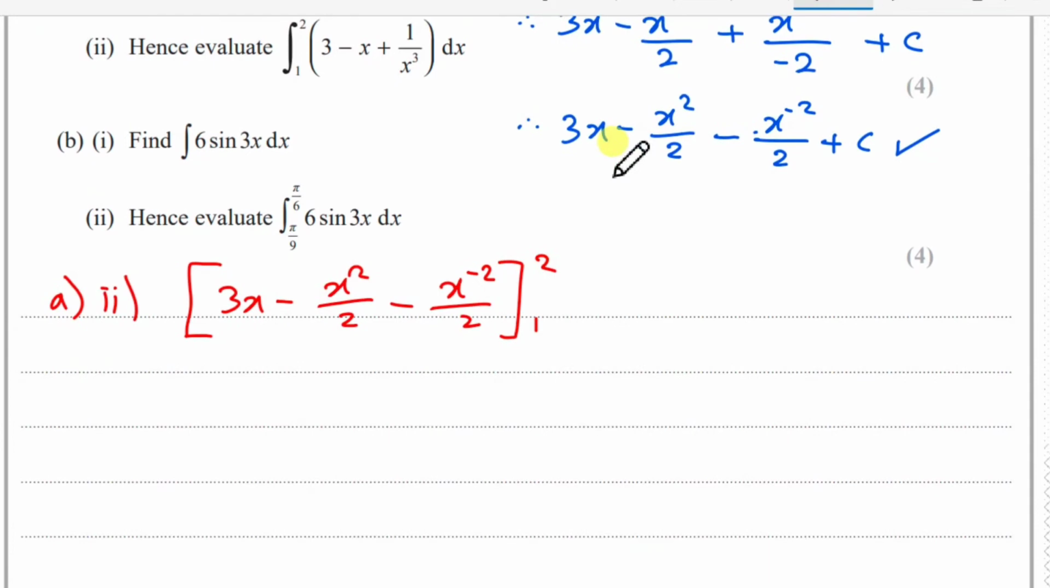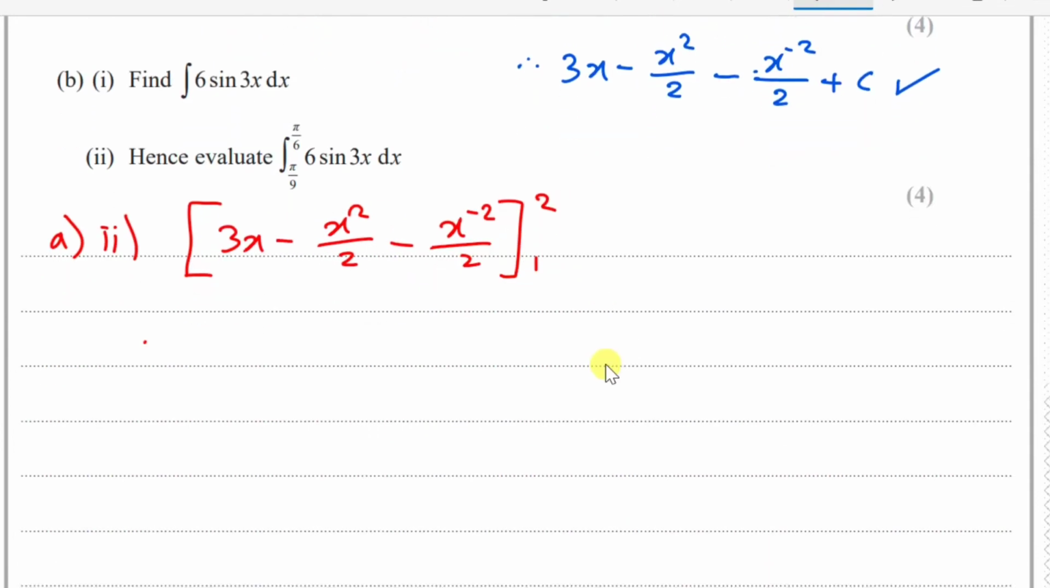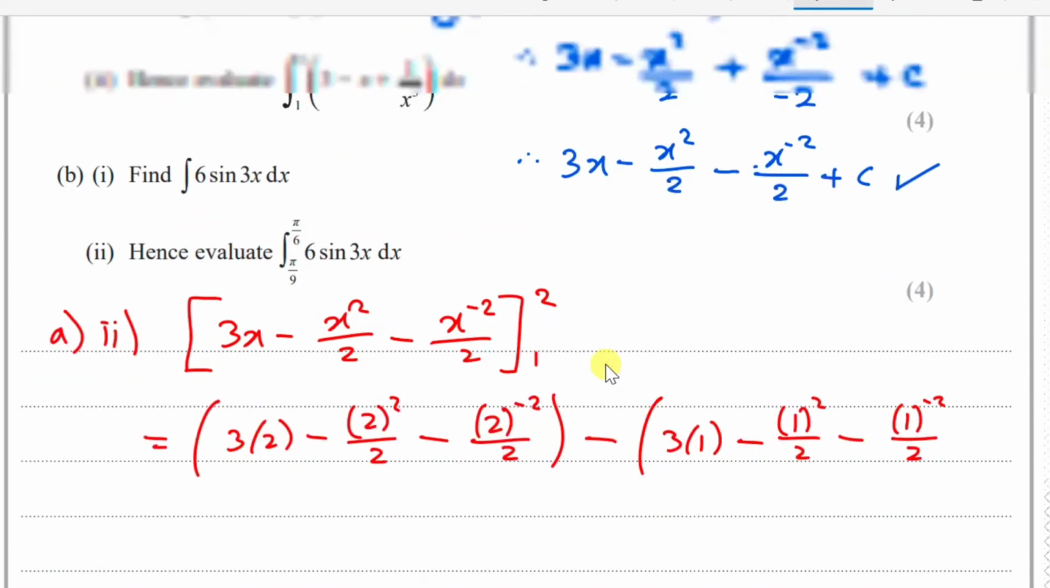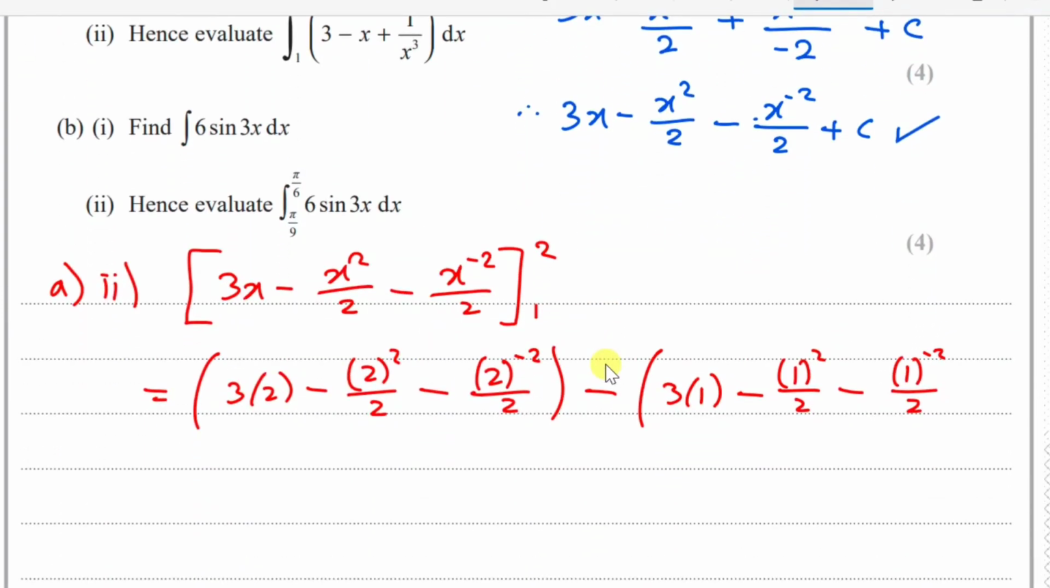Now all you want to do, guys, is firstly plug in 2 over here. Replace x's with 2 and then replace x's with 1. Then make sure you show it. So the first case, you've got 3 times 2, so it'll be 3 bracket 2 minus 2 squared over 2 minus 2 to the power of negative 2 over 2. And then you minus it by the same thing, but replace x's with 1. So you've got 3 times 1 minus 1 to the power 2 over 2 minus 1 to the power of negative 2 over 2. Just check everything's written correctly. Yep. And that's it. And then you just evaluate that.